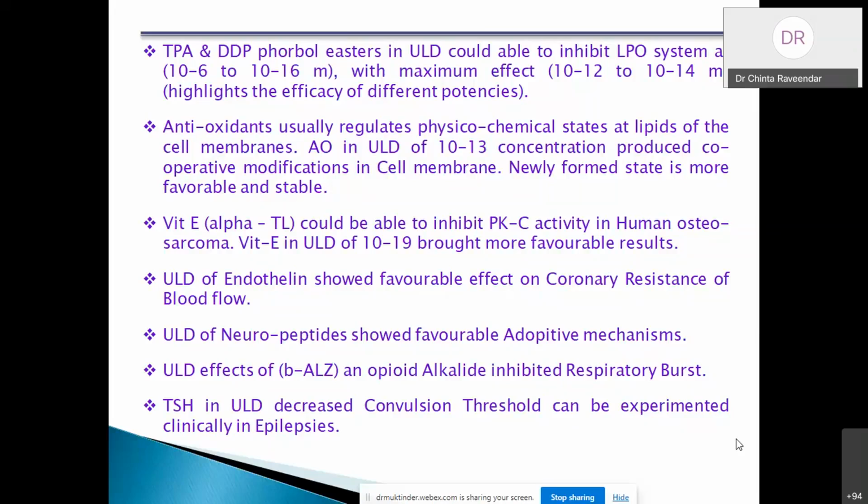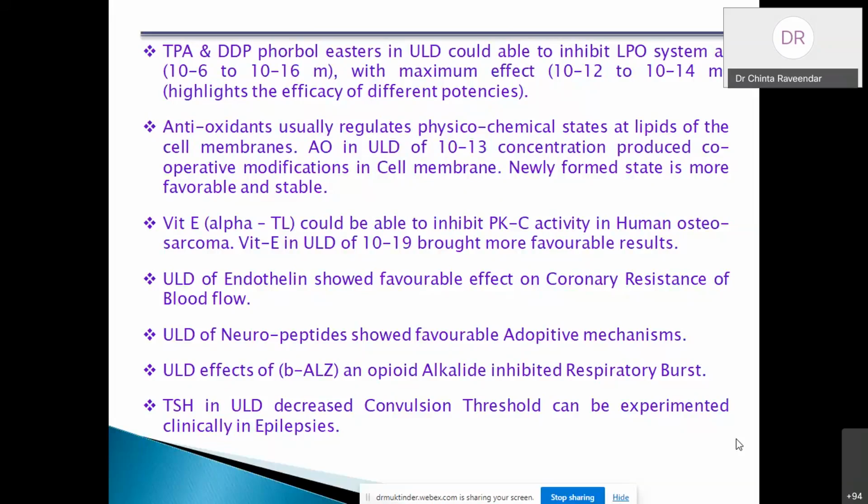There are some limitations. The ultra low dose of endothelin, an endothelial protein, showed a favorable effect on coronary resistance of the blood flow, having scope in CAD. And another, the ultra low dose of neuropeptides, which everybody knows, showed favorable adaptive mechanisms in our body. Then ultra low dose effects of an opiate alkaloid inhibited the respiratory process, showing its efficacy in respiratory allergies.